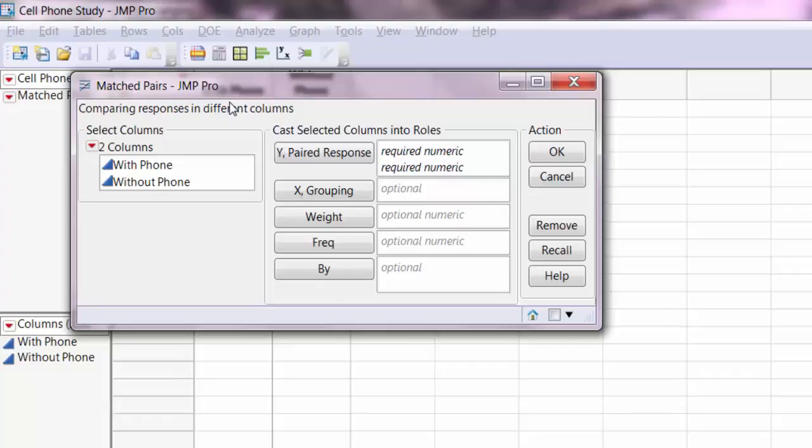So if you want to do with minus without, since we're doing with minus without, we need without to go first. So you click on without, it becomes our first paired response, and then you click on with, and it becomes our second paired response. So we're going to end up having the order of subtraction be with minus without when we do it this way.